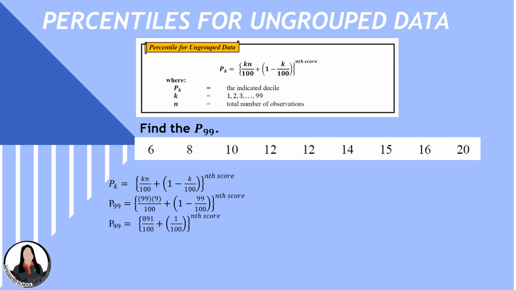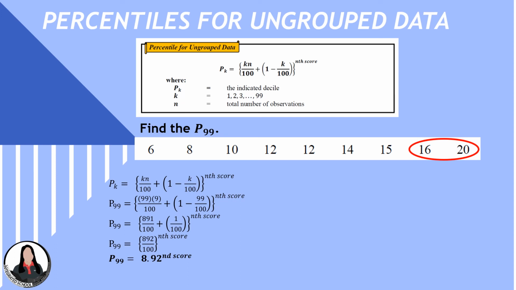We will have 891 and then all over 100 plus 1 minus 99 over 100 is 1 over 100. And let us add 891 and 1. So, this will become 892 all over 100 and score of the distribution. So, P sub 99 is the 8.92nd score of the distribution. So, hahanapin natin ngayon yung 8.92nd score sa ating distribution. Since meron na tayong 8, we all know na hahanapin natin yung 0.92nd score between our 8th and 9th score, which is 16 and 20.